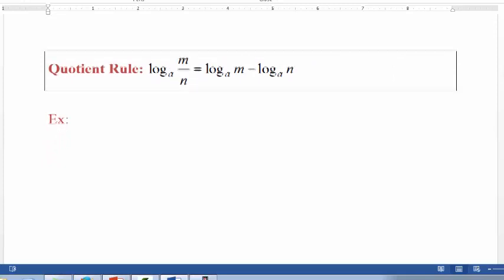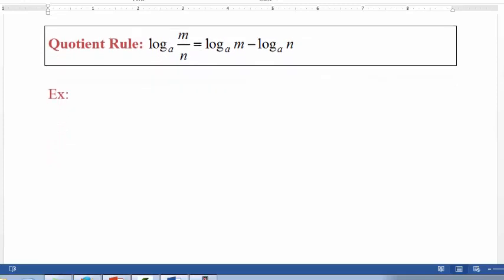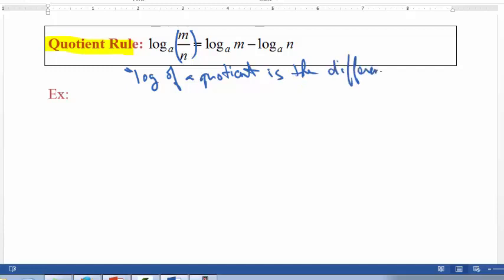And again, it comes from your exponent rules. And it's the same thing with this quotient rule that we have here, which says that the log of some quotient, in this case m divided by n, is really the difference of the two logs. And again, that's how this one would be written: the log of a quotient is the difference of the logs.